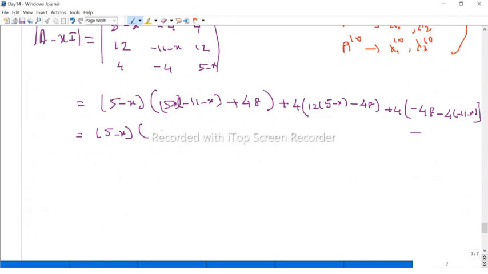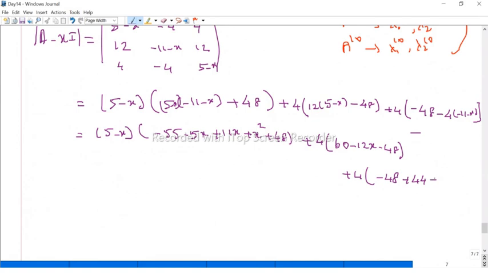First you have to multiply 5. 5 into minus 11 is minus 55. And then 5 into minus x is minus 5x, plus 11x, and then minus plus x square. Plus 48. And here plus 4 times 10, 60 minus 12x minus 48. And here plus 4 times minus 48 minus plus 44 minus plus 4 times x.